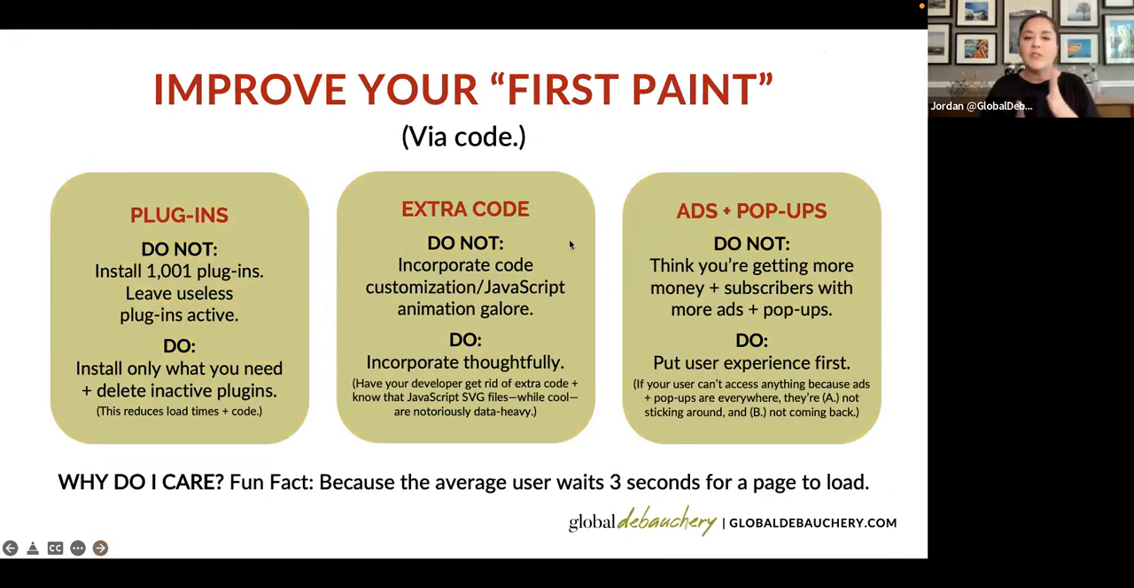Okay, so improving your first paint via code. And I will actually show you guys how this relates back to your consoles and your PageSpeed Insights. So this is via code. And just so you know, you do not have to know code or be on the back end to be able to do a lot of these things. These are things that you can do yourself through your content management system.